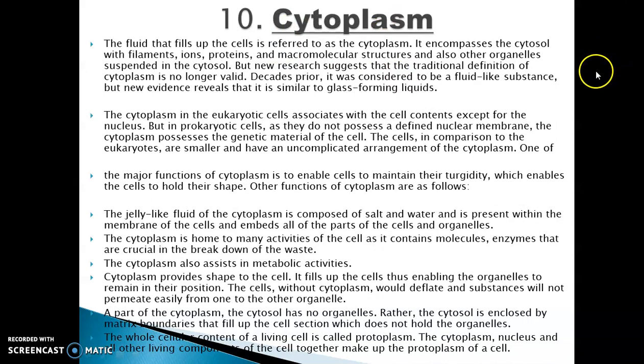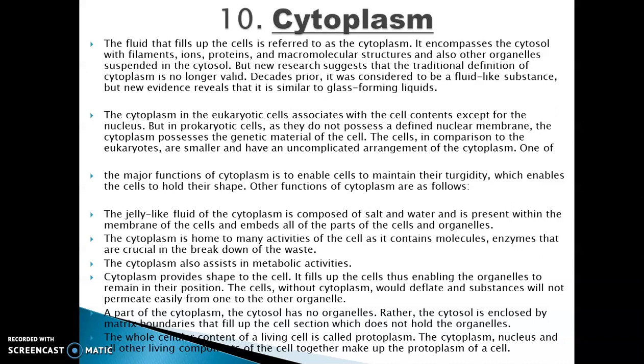Next is the cytoplasm. The fluid that fills up the cells is referred to as the cytoplasm. It encompasses the cytosol with filaments, ions, proteins, and macromolecules, and also other organelles suspended in the cytosol. But new research suggests that the traditional definition of cytoplasm is no longer valid. Decades prior, it was considered to be a fluid-like substance, but new evidence revealed that it is similar to glass-forming liquids. The major function of cytoplasm is to enable cells to maintain their turgidity, which enables the cells to hold their shape.